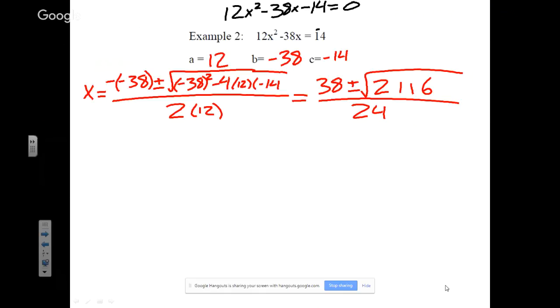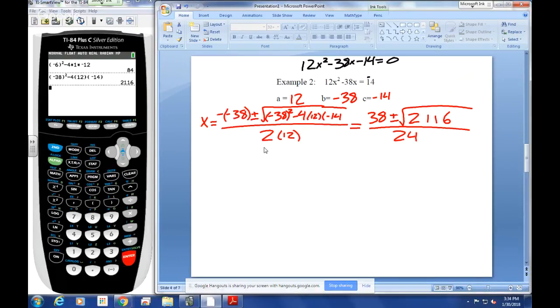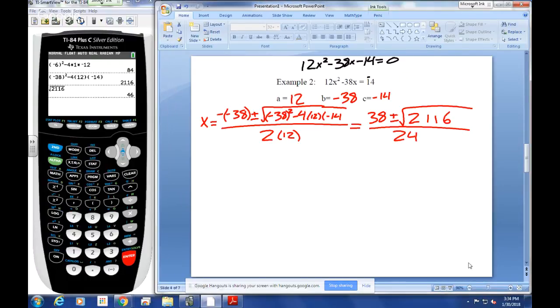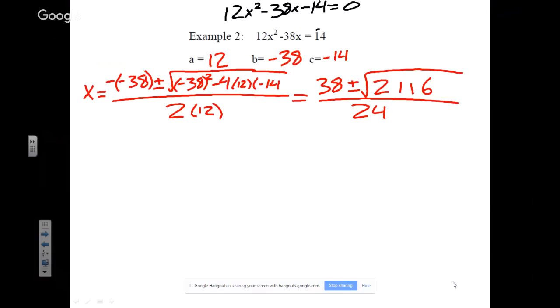Then the next thing we're going to look at the calculator again because we need to figure out what's the square root of 2,116. Looking at that, it's just 46. And since that's a solid answer, we can just plug that right back in. So then we have 38 plus or minus this 46 all divided by 24.